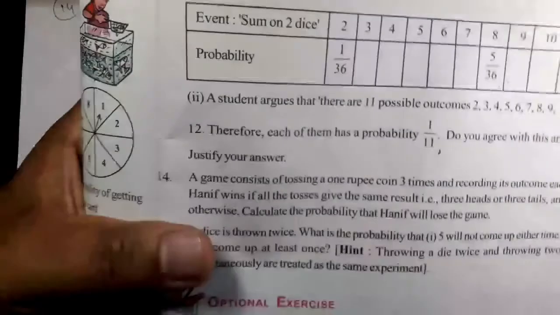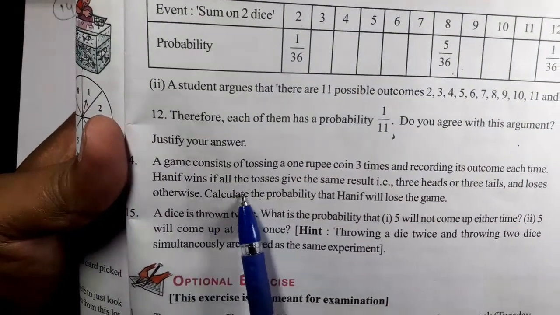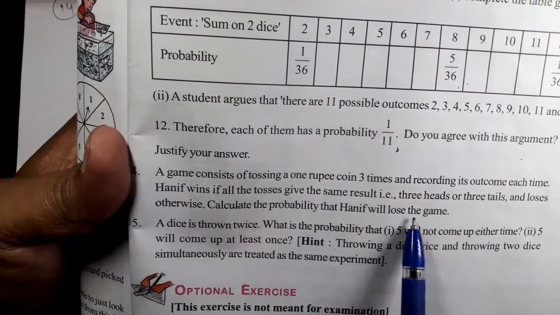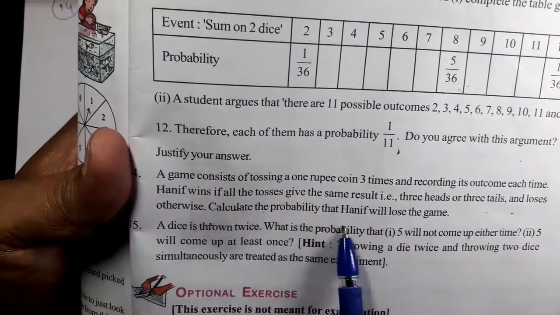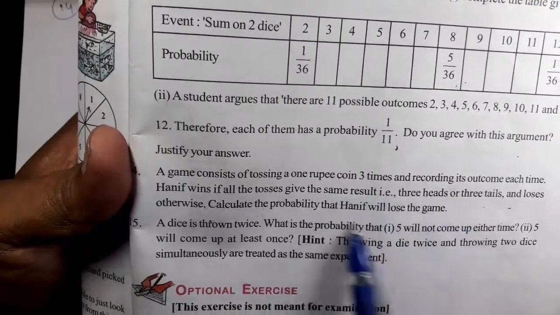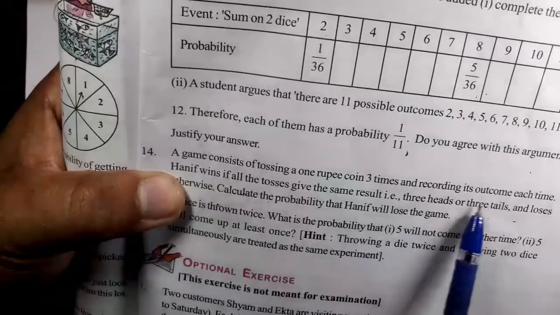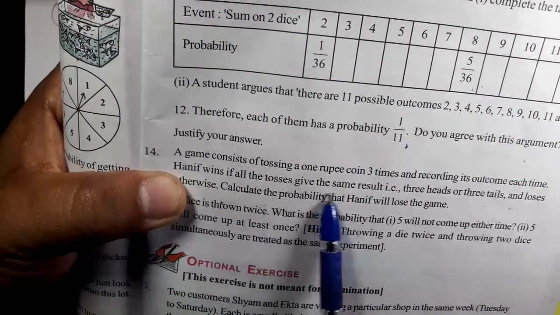Now coming to the question. Hanif wins if all tosses give the same result, that is 3 heads or 3 tails, and loses otherwise. Calculate the probability that Hanif will lose the game. See, what is the probability for losing? Losing means, of course, in this case, see, when he will win, that is, if all the tosses give the same result.